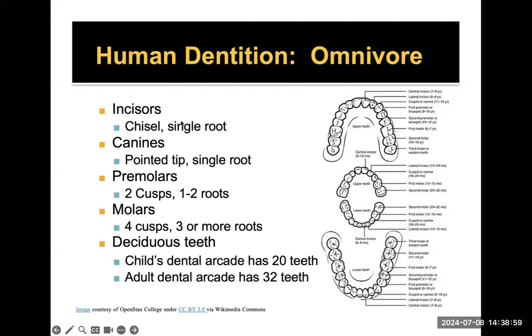You'll have incisors that are going to be the middle 2. Then you have canines, which are the ones that are pointed. Premolars, which are going to be just before the molars. And then you have your first molar, second molar, and third molar, which would be the wisdom teeth.